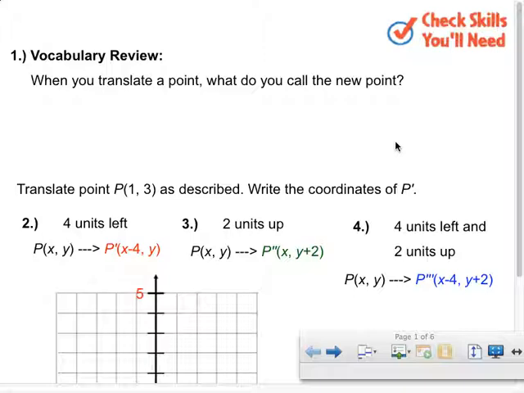Kalila. Prime has more to do with the notation, and it's specific to an individual point. But who can help Kalila out? She's kind of on the right track, but that's not what I'm looking for. Lola? The image. The image. Very good.